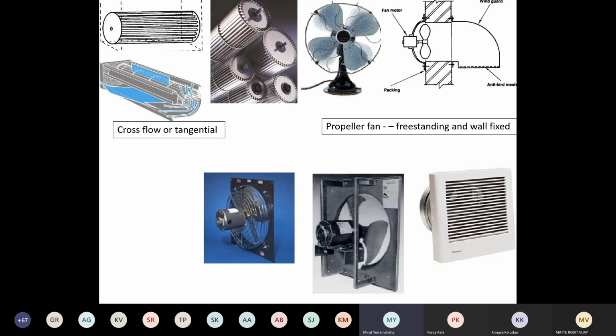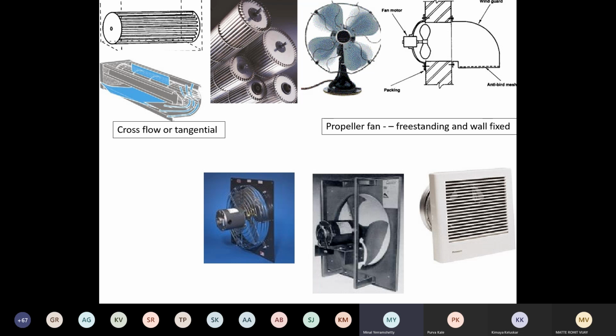Then you have propeller fans. Freestanding also, or you can have it like an exhaust, what we have in our toilets. Do you see that bend where the mesh is shown? That is what I'm talking about for all the ducts that release out. You need to have meshes at the end. Imagine the air is being sucked and a poor pigeon is flying in front of it. It will go inside too. So I need that kind of precaution.